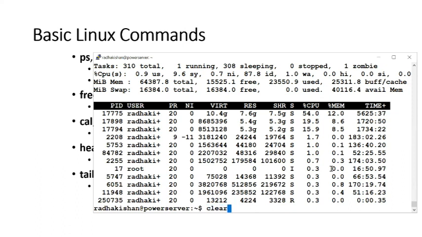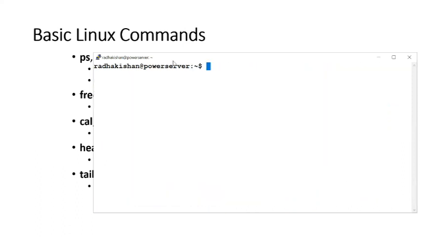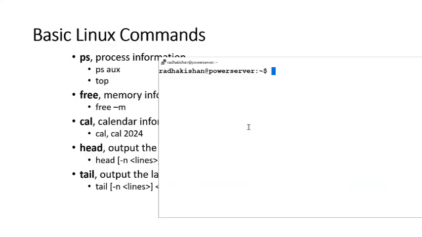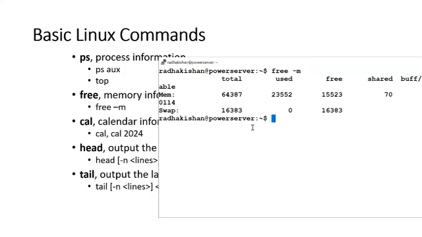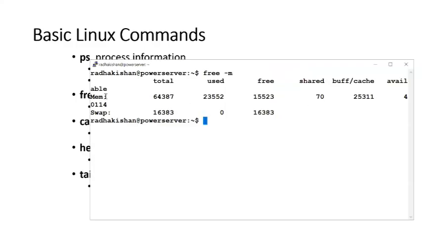And again, I'm clearing the window with clear. If we want to see the free memory of the system, then we type free -m. It shows the free memory, how much is used and how much is free. You see, this is the total memory, this is the used memory, this is the free memory, and this is allocated to swap. Swap is some type of file system.